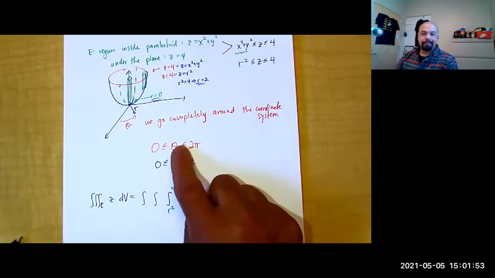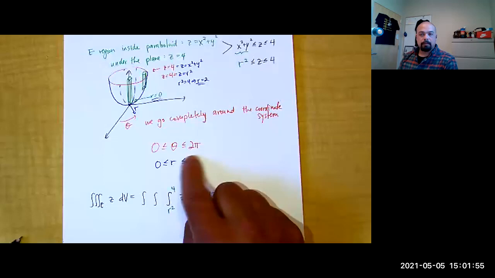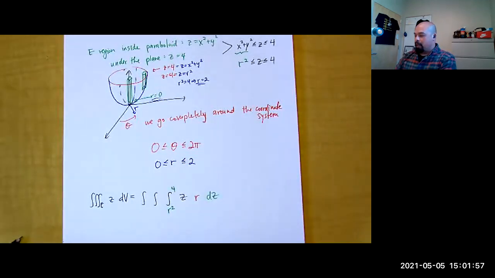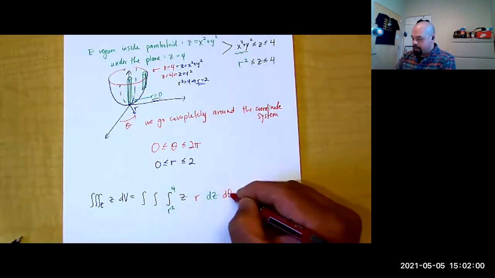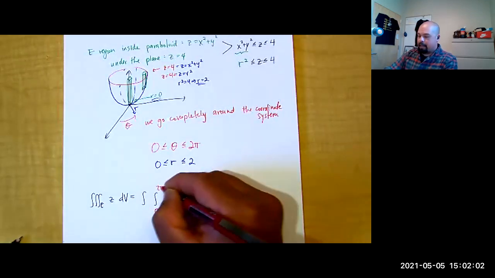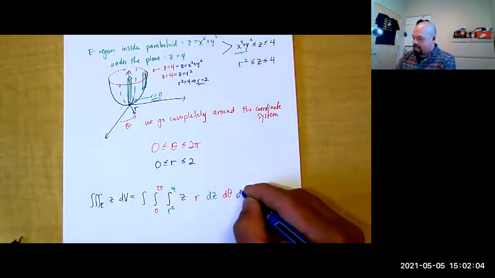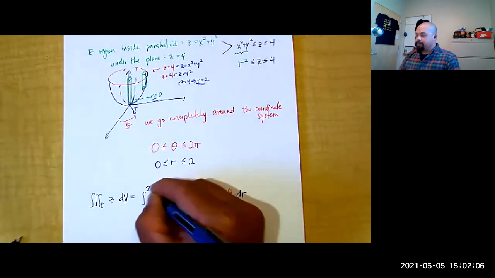But now for the r and theta, they're both just constants, right? So we can put those in any order. Let me do d theta, 0 to 2 pi, and I'll do my dr last, 0 to 2.